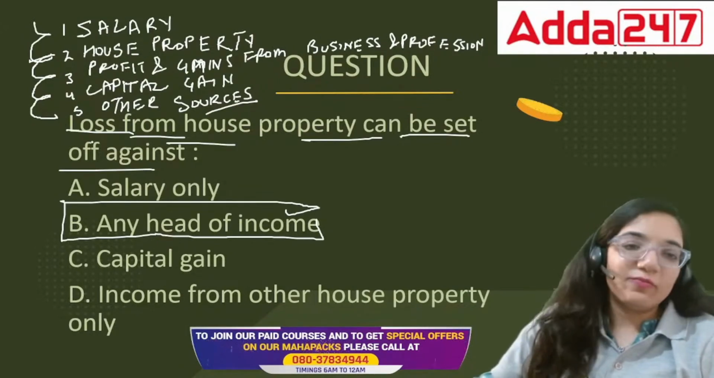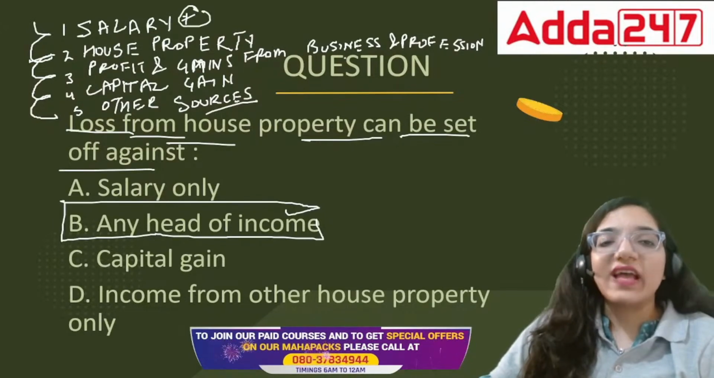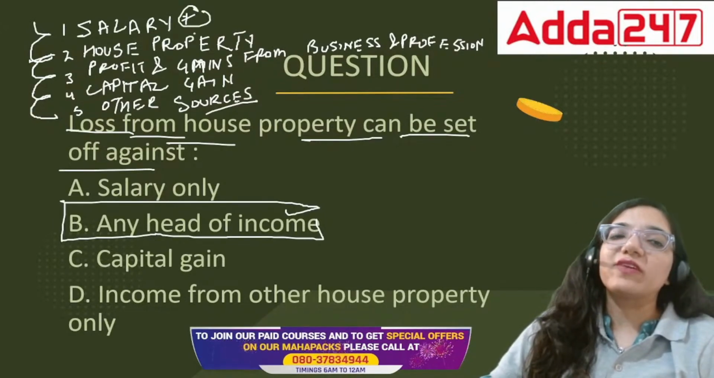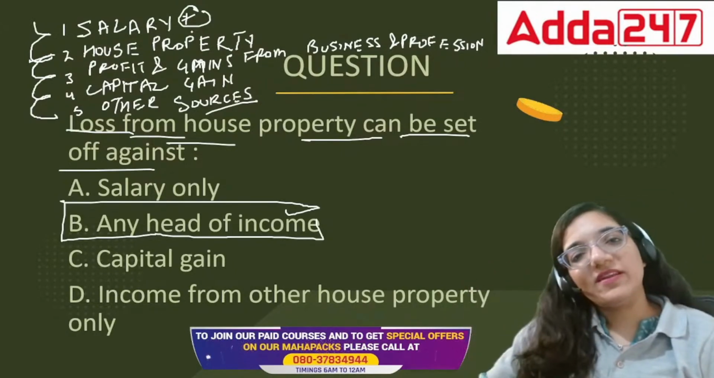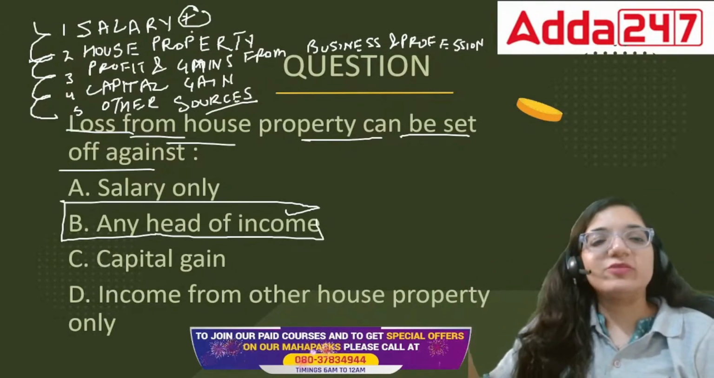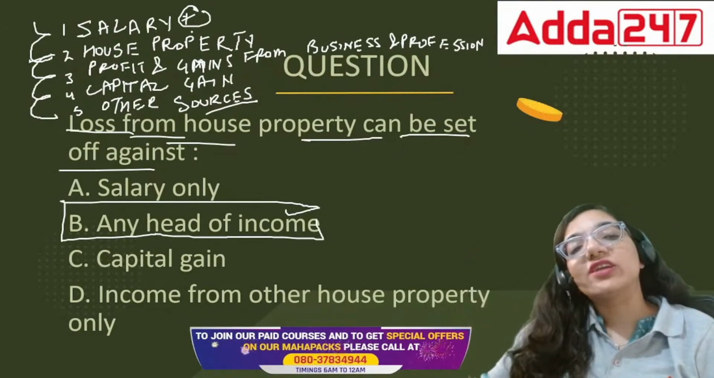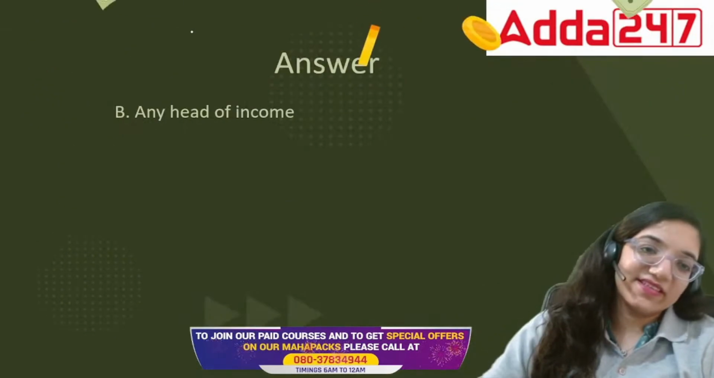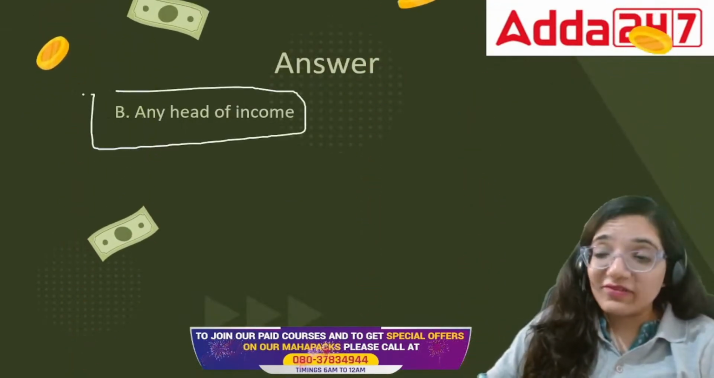That is why salary can never be negative. It is always positive. In case the business has loss, it can never be set off against salary. House property, everybody lives in the house, so ultimately salary, PGBP, capital gains, other sources, everything can be adjusted against house property. Any head of income, it's a very generous head. House means everybody can live in it.